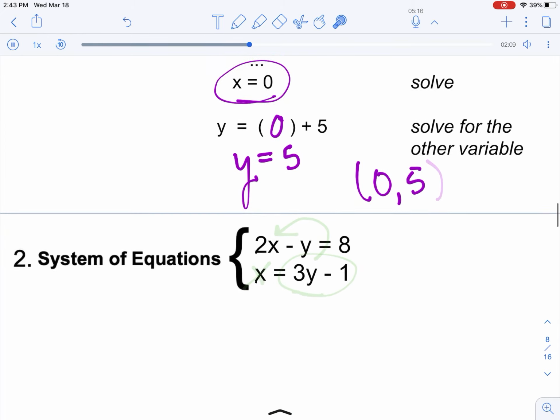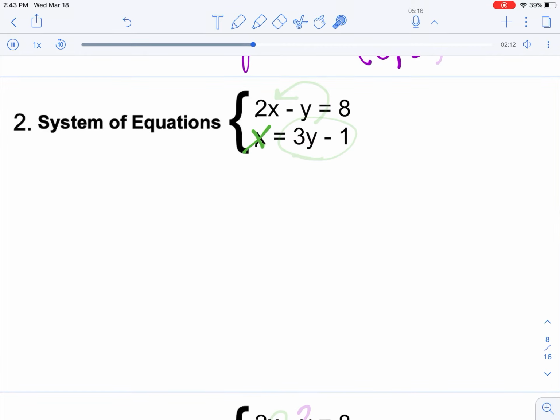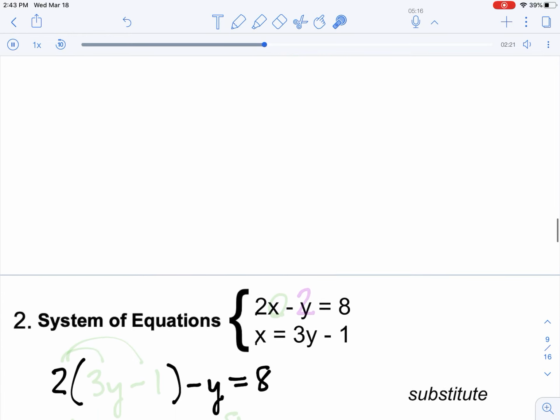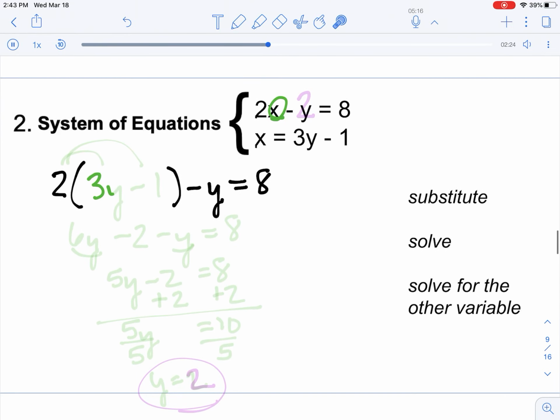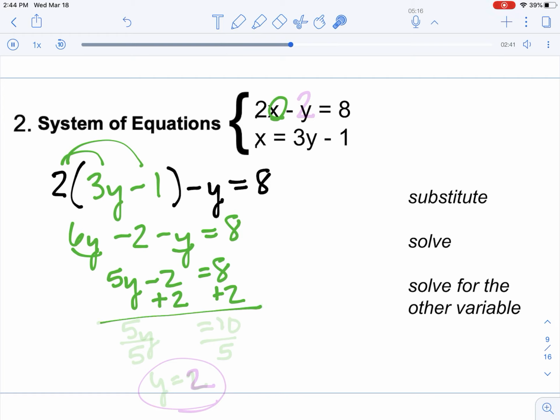In example 2, we're looking for a variable that's all alone, in this case the x. And everywhere I see x, I can replace it with 3y minus 1. So let's rewrite that top equation. So I'm replacing the x, and I replaced it with 3y minus 1. I'll go ahead and distribute and solve. Let's combine like terms. Add all of the constants on the same side. And divide to undo multiplication. So y equals 2. I'm not finished yet.